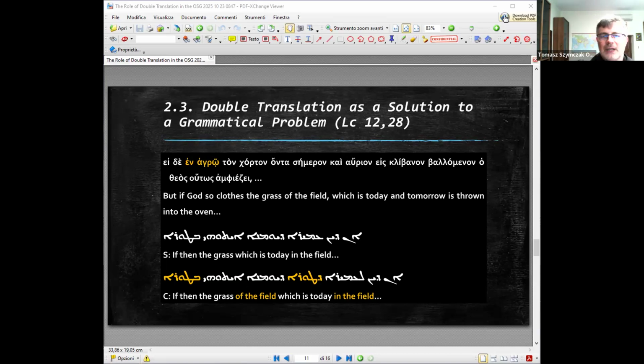So this is not merely an instance of stylistic fullness, rather it represents a grammatical solution that preserves both potential readings of the Greek construction. So we have here, if the grass of the field, which is today in the field. So they are playing on that, trying to solve a grammatical problem. Maybe the author of the Curetonianus just said, I've got no idea how to put that, if it goes with ton horton or if it goes with onta semeron. So I'm choosing both of them, both solutions.